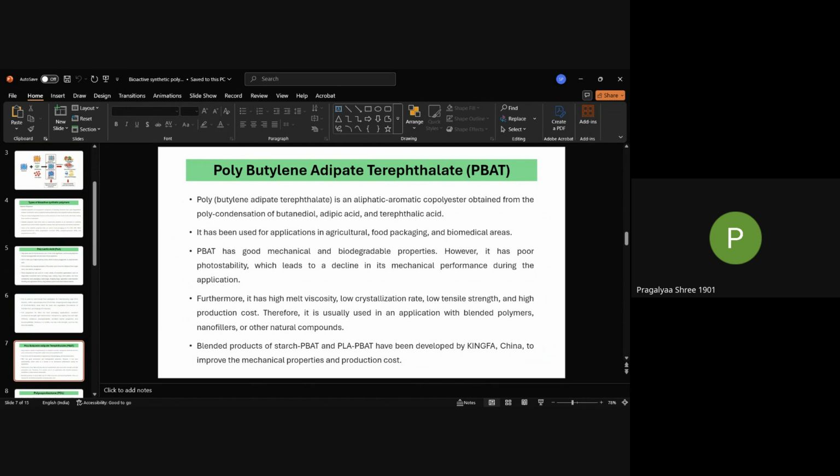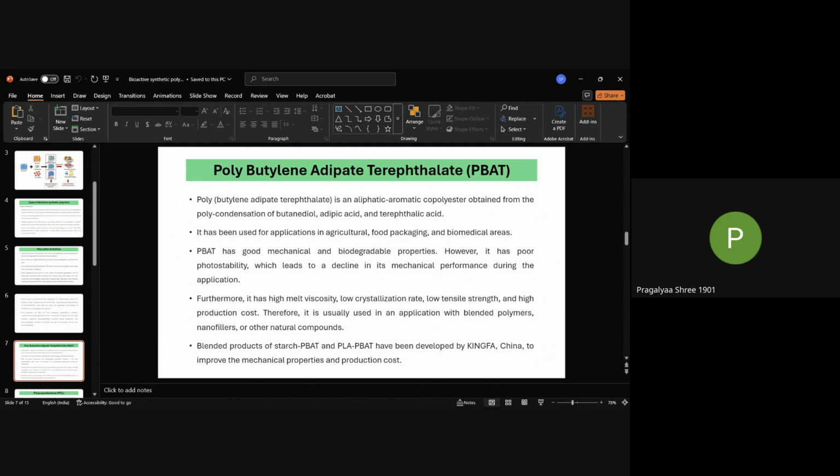It has been used for applications in agriculture, food packaging, and biomedical areas. So PBAT has good mechanical and biodegradable properties. However, it has poor photostability, which leads to a decline in mechanical performance during the application. Poor photostability means it cannot withstand light. Furthermore, it has high melt viscosity, low crystallization rate, low tensile strength, and high production cost.